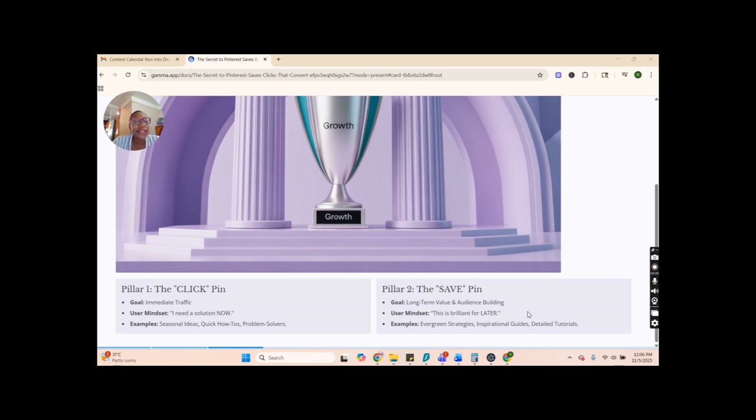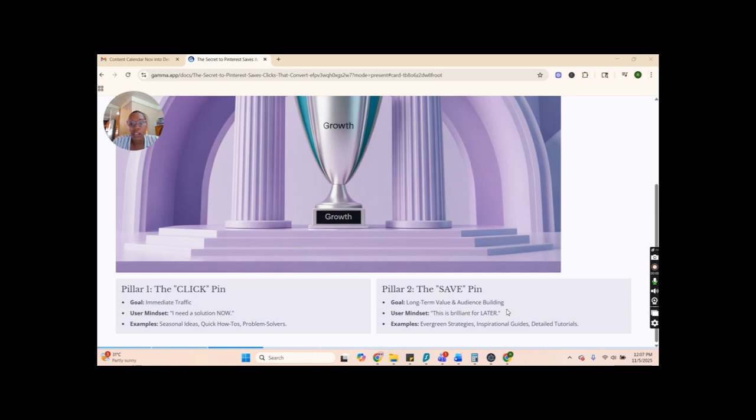And then we have the save pins. This is content people bookmark because it's so valuable that they need to keep it or save it for another day. What I observe is that most accounts are weak in one of these areas. Most people may have a good click through rate, but the save pins are pretty low. When I use Pinterest, I see the pins that I want to go back to, such as recipes and even how-tos, like guides and tutorials.